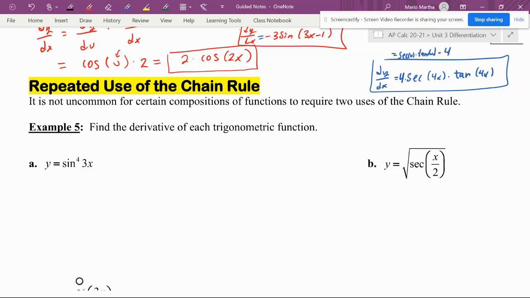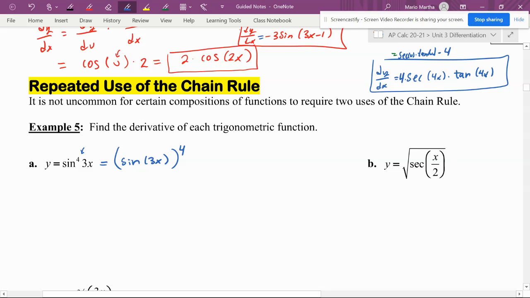So it's kind of the same thing here. It's the repeated use of the chain rule. Here you want to make sure that you identify what's inside of what, and then follow along with that. The first thing we want to do is rewrite everything with parentheses. If I see an exponent on the trig, rewrite it with parentheses. So this is going to be equal to sine of 3x, and that raised to the fourth power.